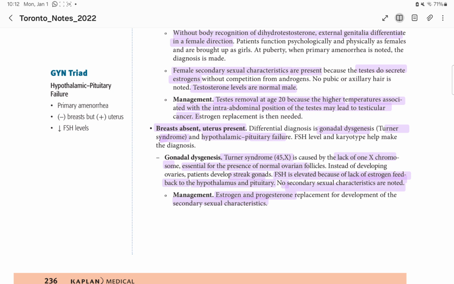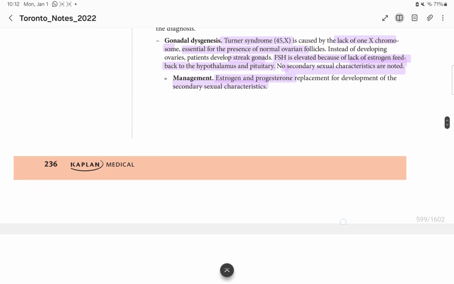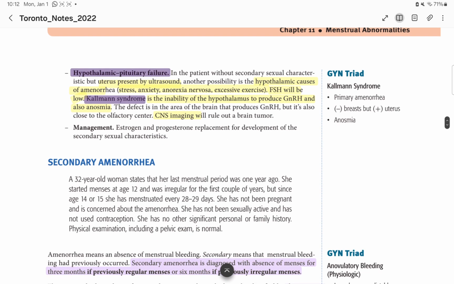and this is causing elevation of the FSH because of the lack of estrogen, and there's no feedback to the hypothalamus and pituitary. That's why no secondary sexual characteristics. So the management is estrogen and progesterone replacement therapy in order to replace the hormones we need.